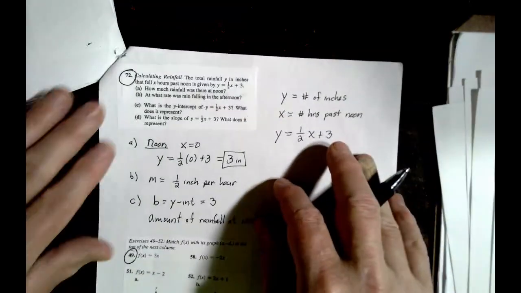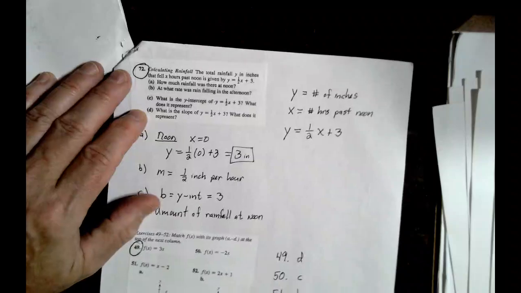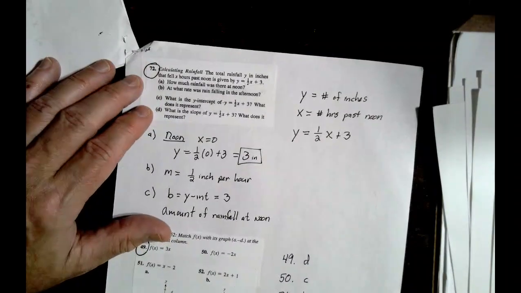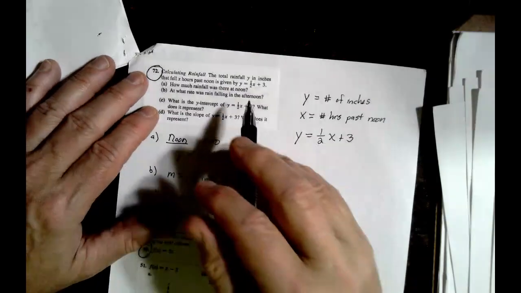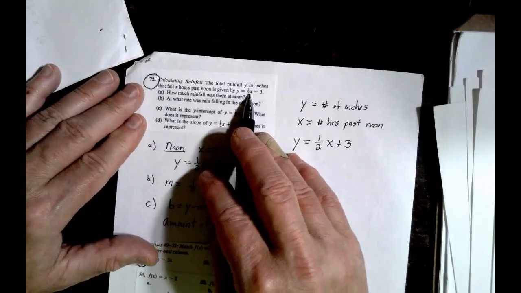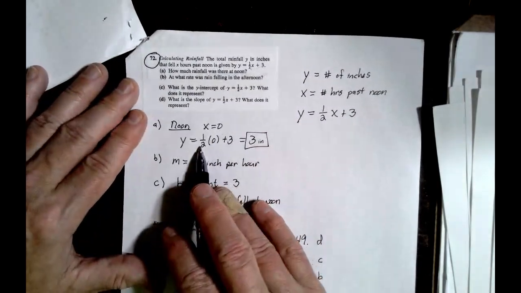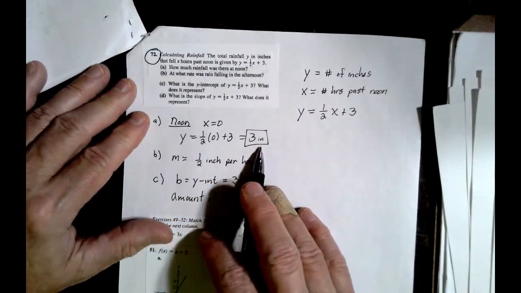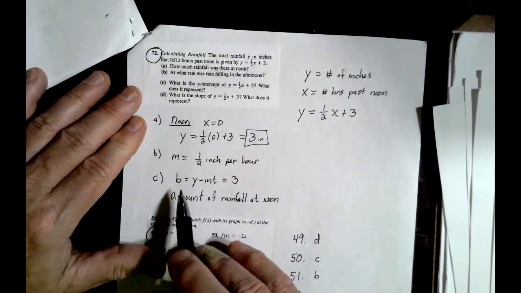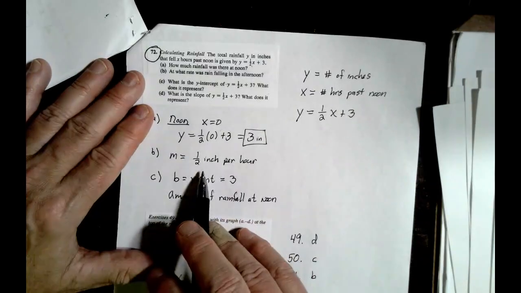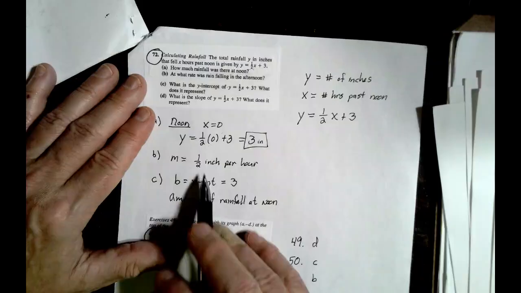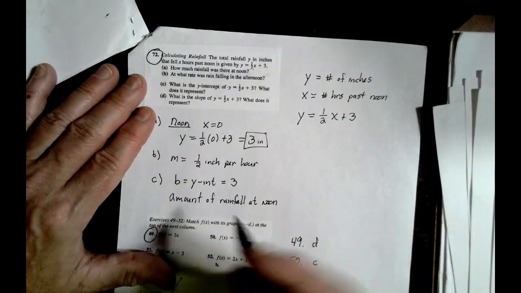All right. Total rainfall Y in inches that fell X hours after noon is given by 1/2 X plus 3. How much rainfall was there at noon? So X is the hours past noon. So at noon, 0 hours have passed by. So 1/2 times 0 is 0 plus 3 is 3 inches. So you've had 3 inches of rain as of noon. Okay? Now B, at what rate was the rain falling in the afternoon? Well, 1/2 inch per hour, or 1 inch per 2 hours. You can think of it either way.